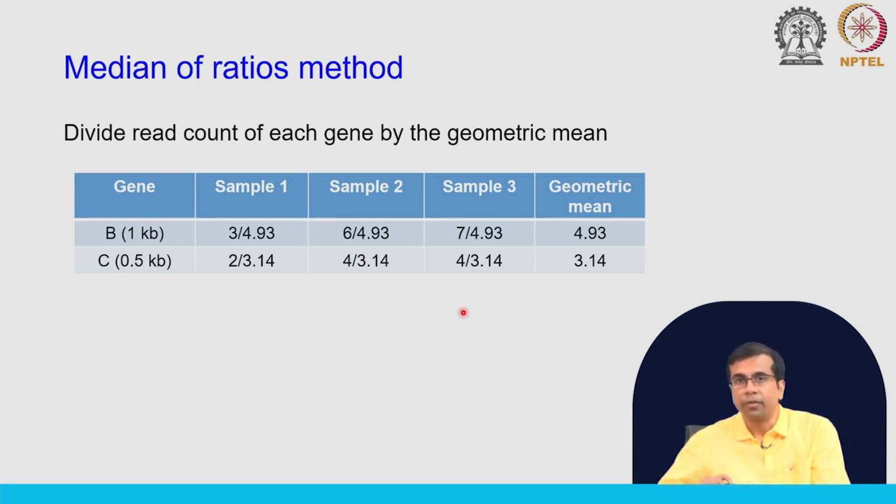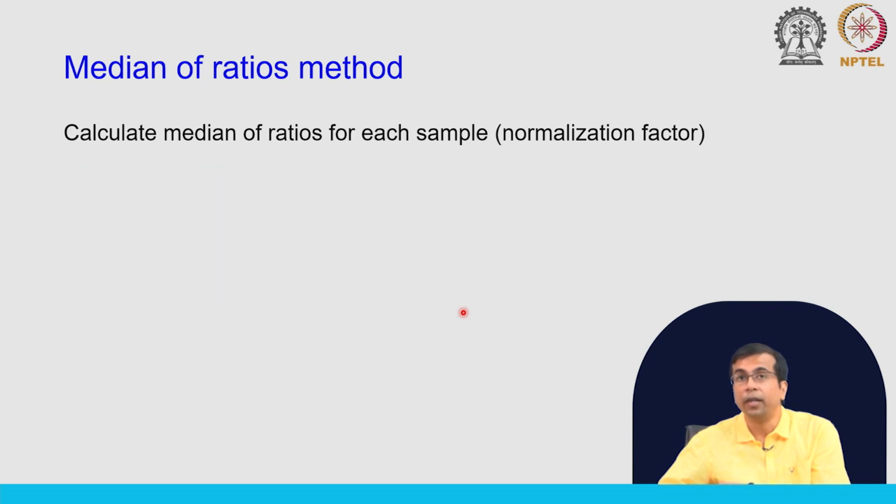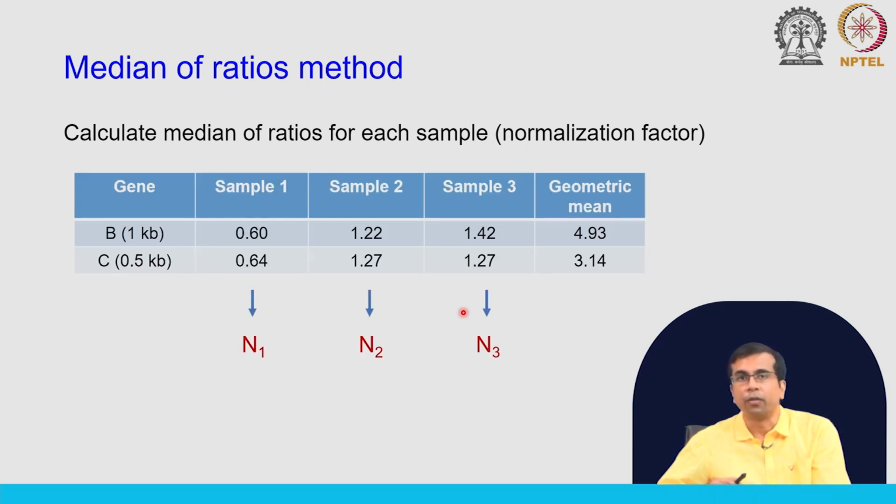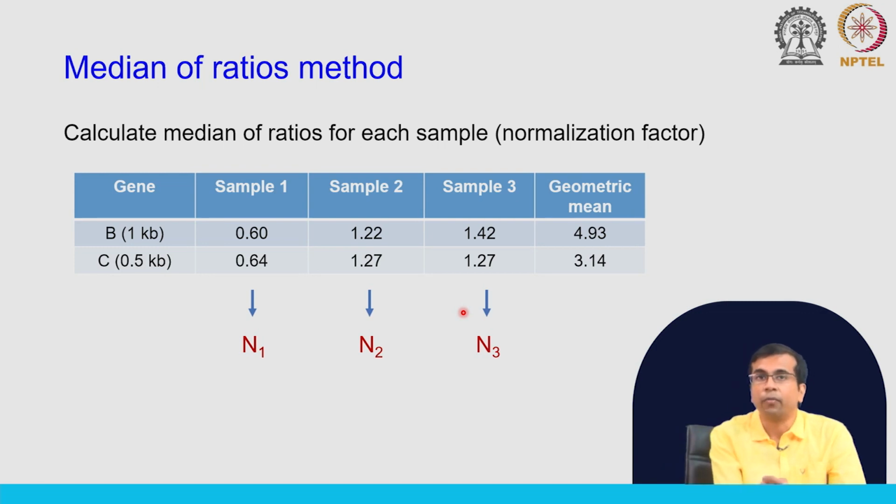Now, once we have done that, we got the values. After the division, these are the values. What you have to do now is you have to calculate median of ratios for each sample, which will give us the normalization factor, or sometimes also referred as scaling factor. So, you take median for sample 1, these ratios. For sample 2 we take the median, for sample 3 we take the median, and we get these 3 different medians.